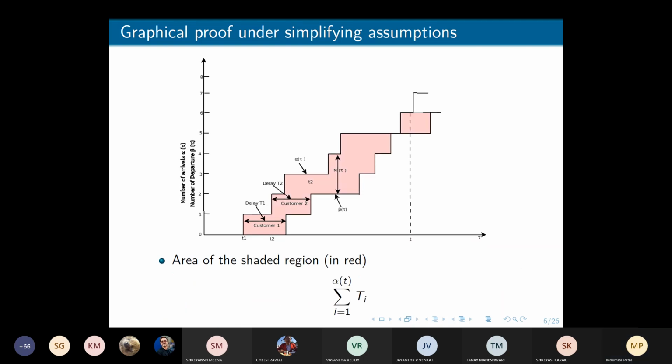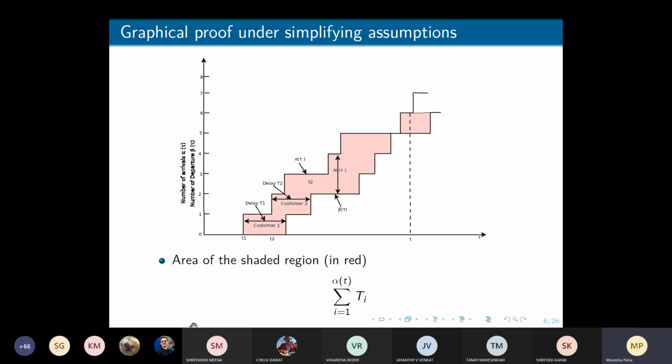Now we will find alpha t such blocks, but there was an issue there, right? There was an arrival here and there was no departure. But for the time being, what we can do is simply consider this as an entire block, and then we find out the area of this total region.